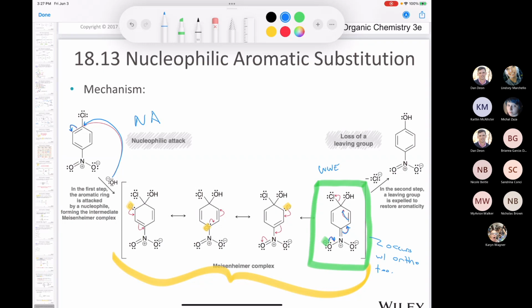And that's the mechanism of an SNAr. And this intermediate that has a negative charge delocalized throughout the ring is what we call a Meisenheimer complex.